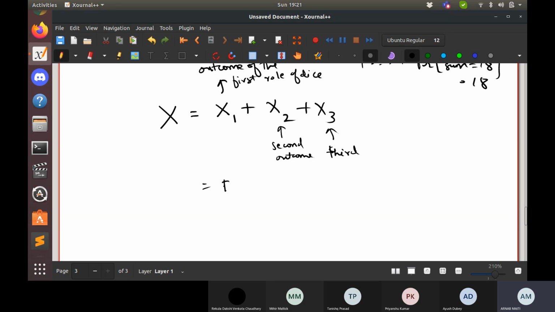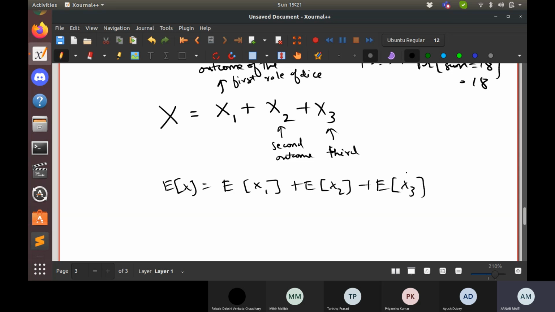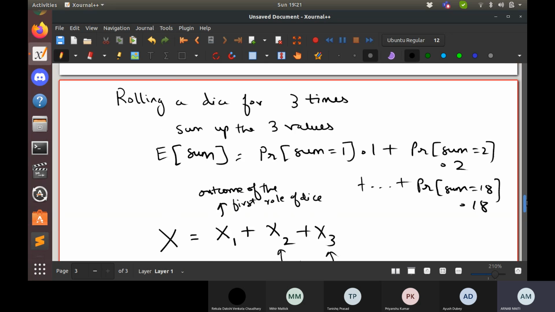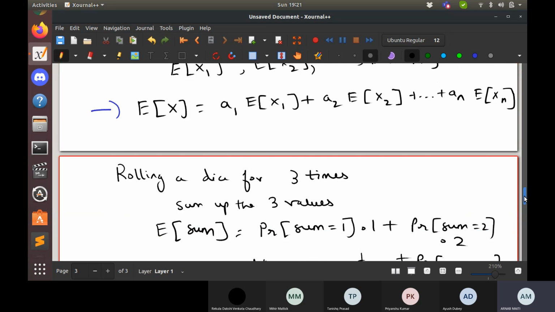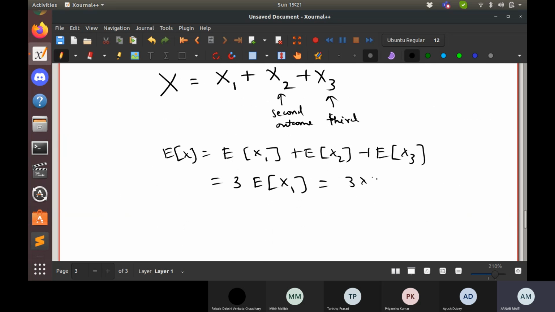So we'll have expectation of X to be expectation of X1 plus expectation of X2 plus expectation of X3. And since we are rolling the same dice, the expectation won't change. So this is nothing but 3 times expectation of X1. And we calculated previously that it will be 3.5. So it's 3 into 3.5, which is 10.5.